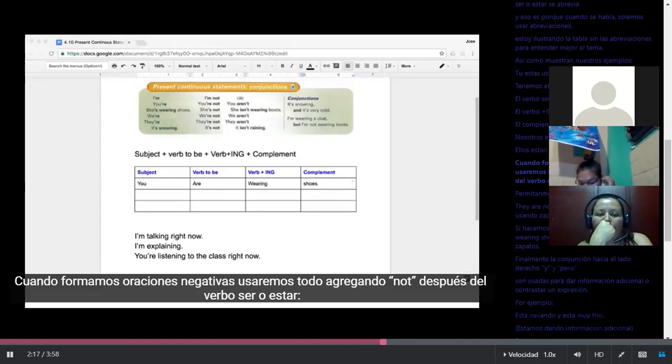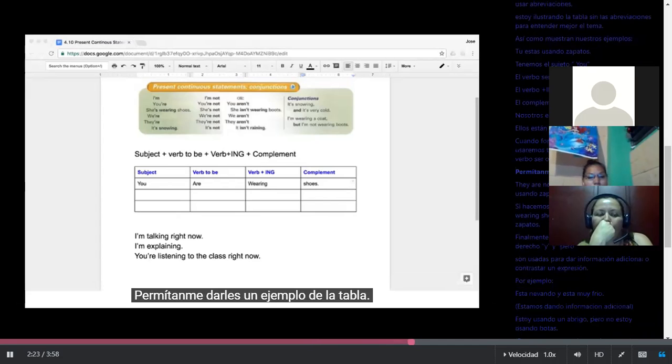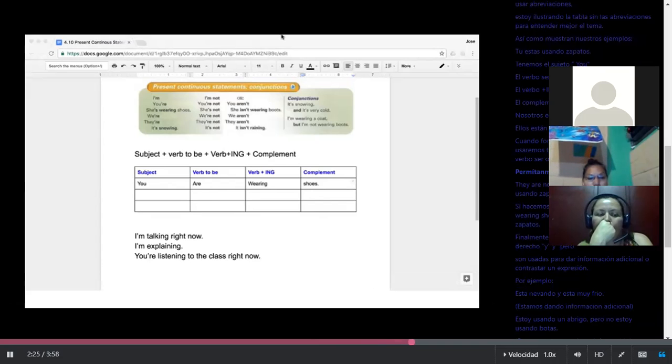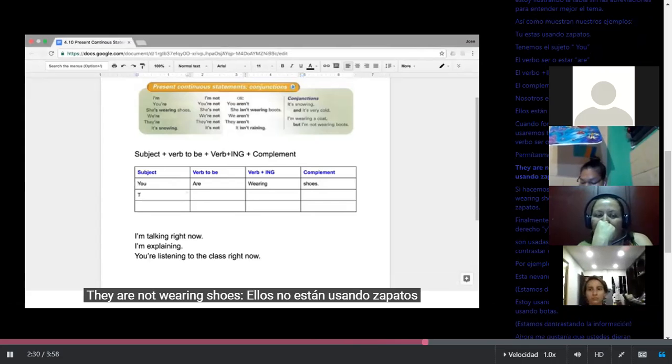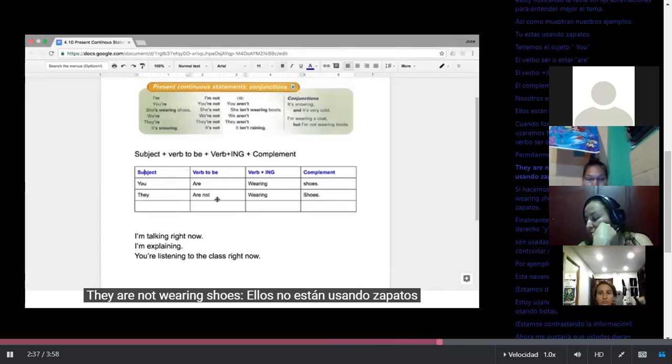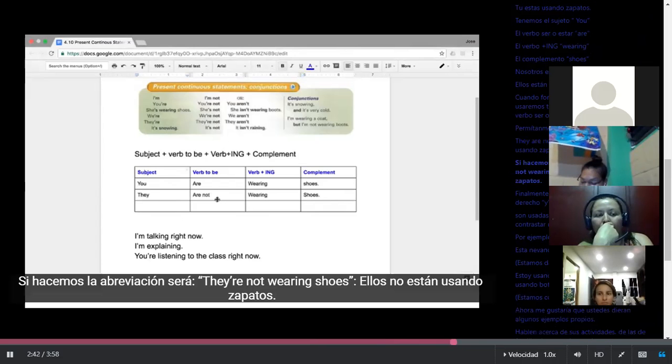When forming negative statements, you will just add not after the verb to be. Let me give an example on the chart. They are not wearing shoes. They are not wearing shoes. If we made the contraction, that'll be they're not wearing shoes.